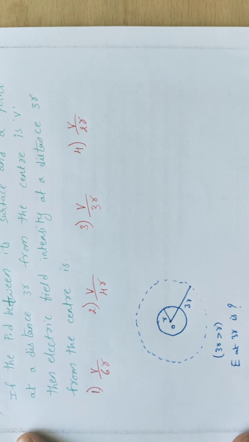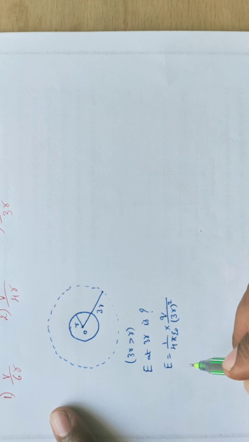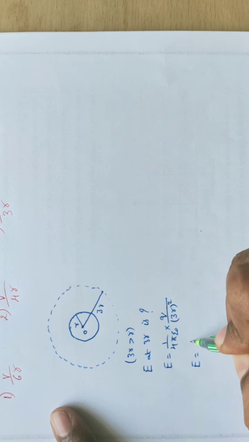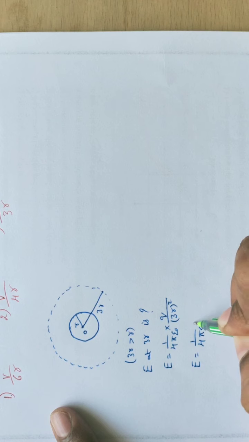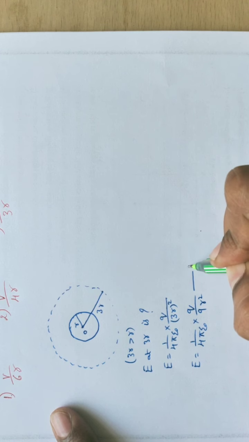So here we know the E value in general is equal to 1 by 4 pi epsilon naught into q divided by 3r whole square, for the electric field intensity. This is the relation we may represent. So E is equal to 1 by 4 pi epsilon naught into q divided by 9r square. Then I am taking this as equation number 1.